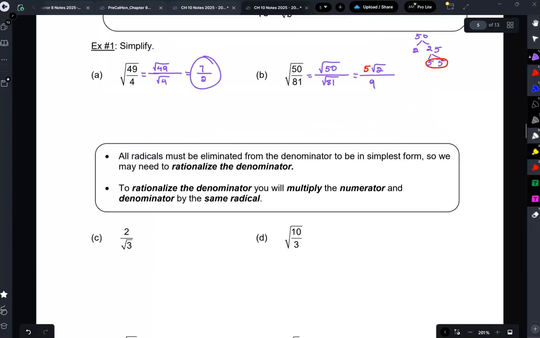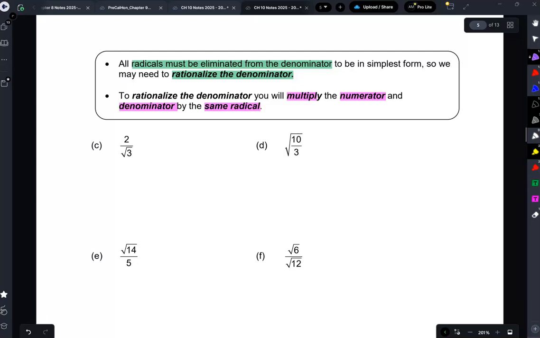Okay. Now, all radicals, this is what I was saying before, all radicals must be eliminated from the denominator. Okay? This process is called rationalizing the denominator. Okay? How do you rationalize the denominator? You multiply the numerator and the denominator by the same radical. Okay? So let's see. Look at this one.